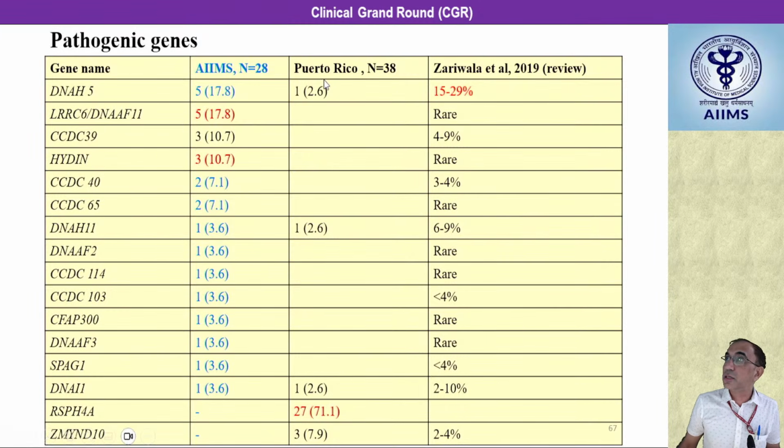This is one study from Puerto Rico. They reported 38%, and in their study, the RSPH genes are the most common mutation, around 17%. We can say that the mutations may vary from country to country.